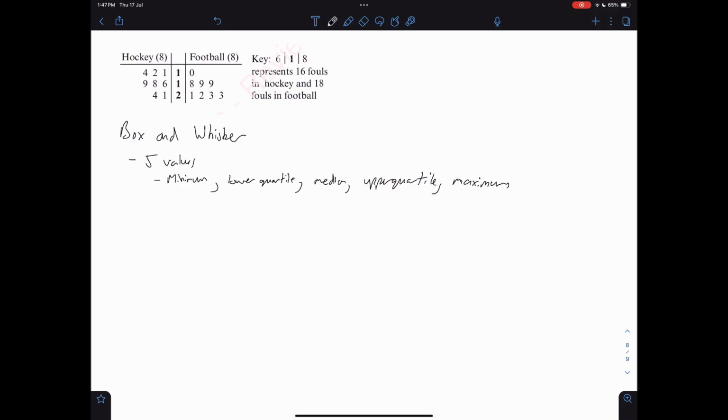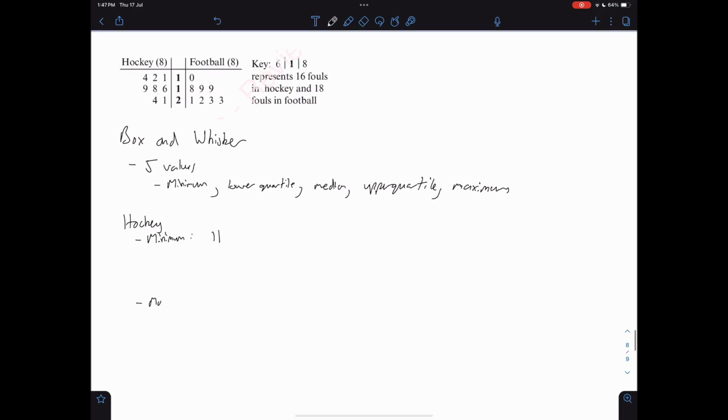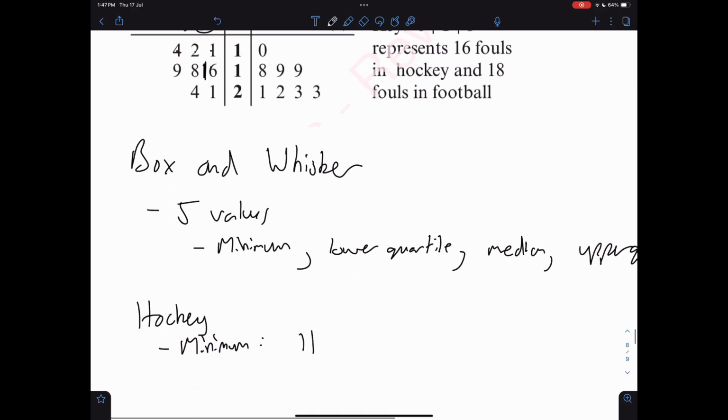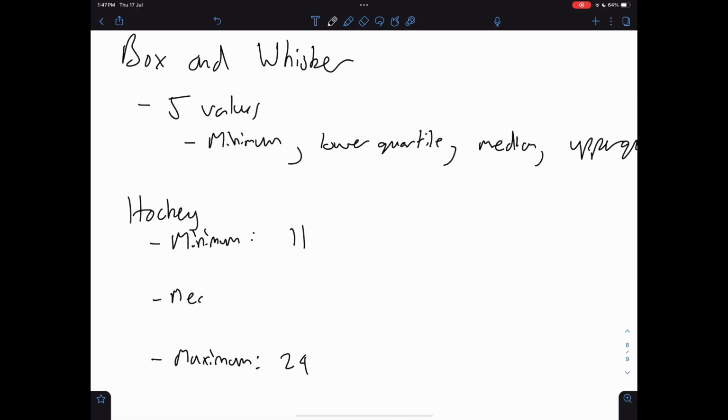So let's just jump straight into this example here. For hockey, let's determine the minimum, and that's easy. That's just the lowest, which is 11. And we'll do the maximum, which is 24. Then we have a look at the median. We have 8 values, so we go 8 plus 1 over 2. So that's 4.5. So 1, 2, 3, 4 in here. So we have 17. Median of 17.